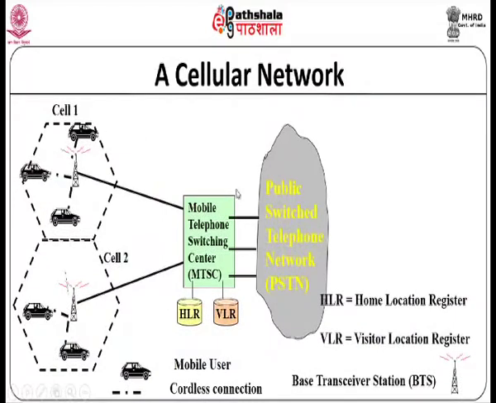So, the overall cellular network structure would look like this. You have these cells, you can see that the area is divided into cells. There is a central base station. The different devices could talk to that base station using a wireless network, right? It is a cordless connection that you have. And these base stations are connected to a mobile telephone switching center, which is called the MTSC. There is some information that is maintained at these switching centers, which is called the HLR and VLR.